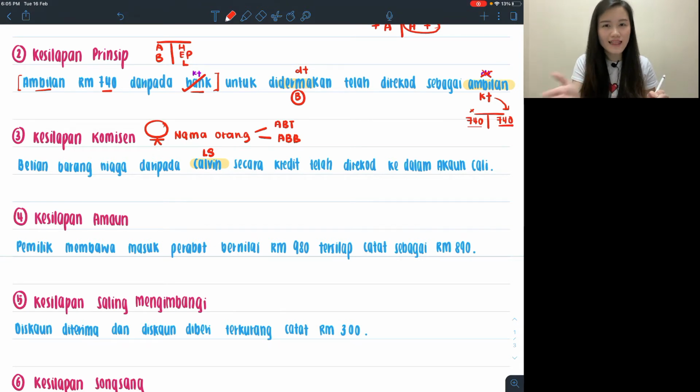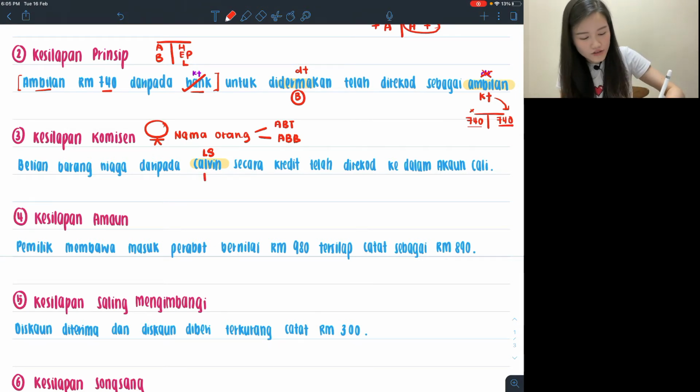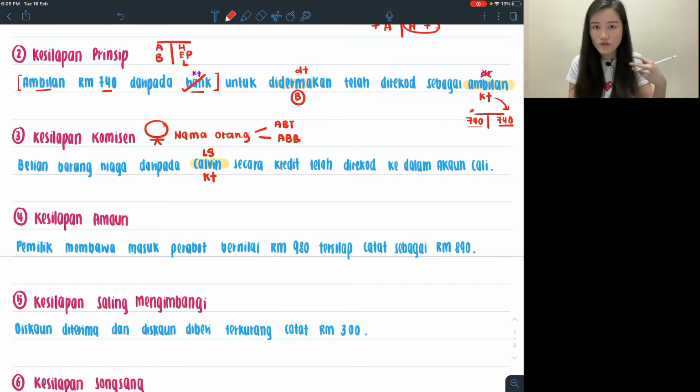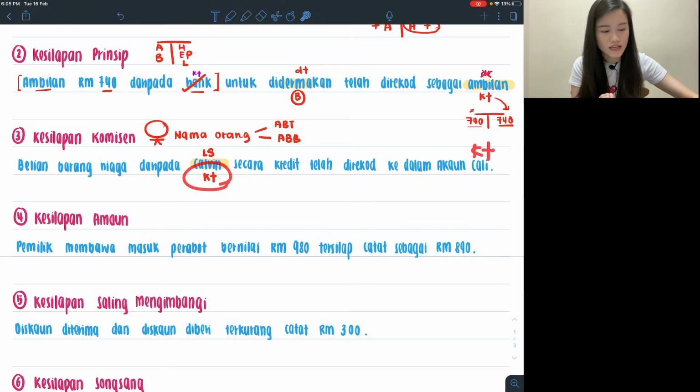So as a LS, bertambah is on the credit side. So this is what I'm going to give it, okay? Kelvin on the credit side. But what happens is, telah direkod ke dalam account Kelly. So I accidentally put this positioning of Kelvin, that is supposed to be for Kelvin, under Kelly. So you see, now I cannot have two credit sides. So this one is the correct one, I don't change it anymore. But this Kelly, I have to do a correction.